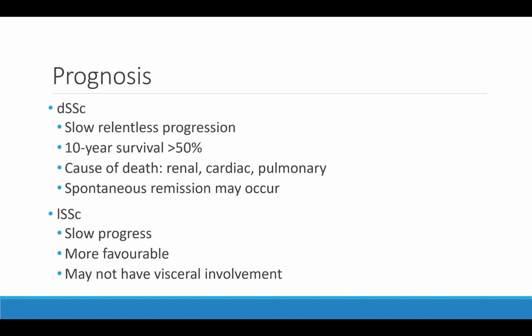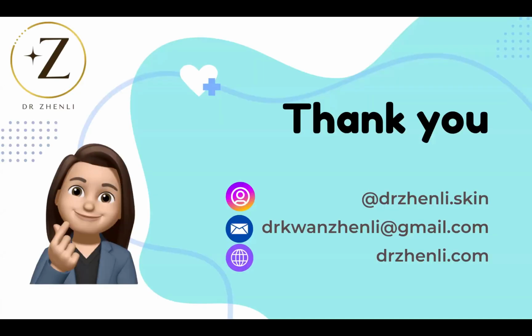For prognosis, for DSSC, it is often slow, relentless progression, and 10-year survival is usually more than 50%. Causes of death include renal, cardiac, and pulmonary disease, and spontaneous remission may occur. Whereas for LSSC, it slowly progresses, it's more favorable, and patients may not have visceral involvement.